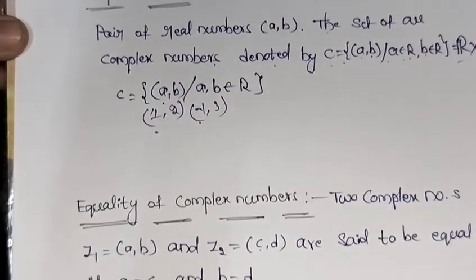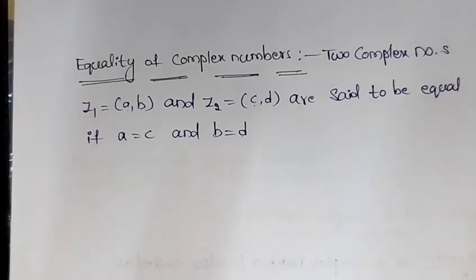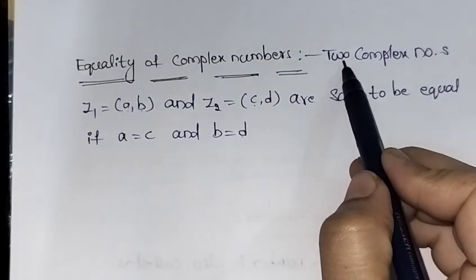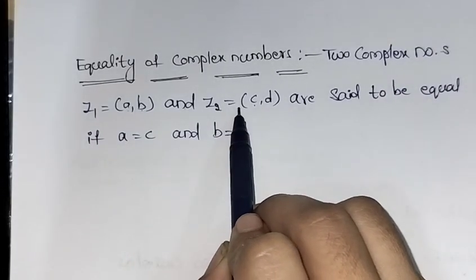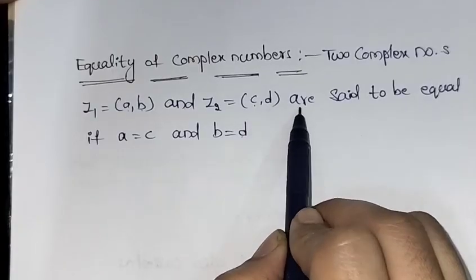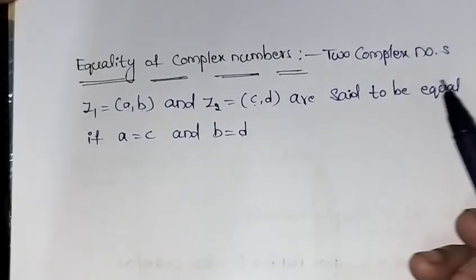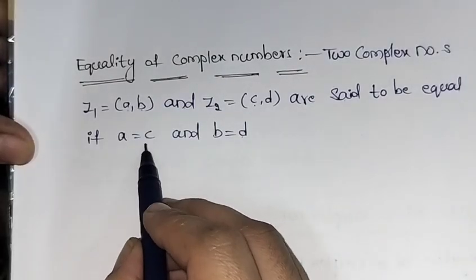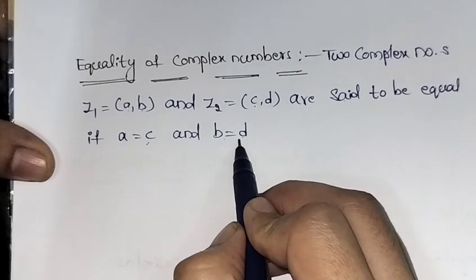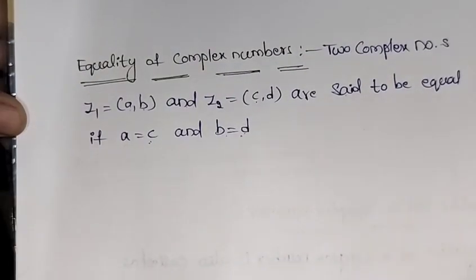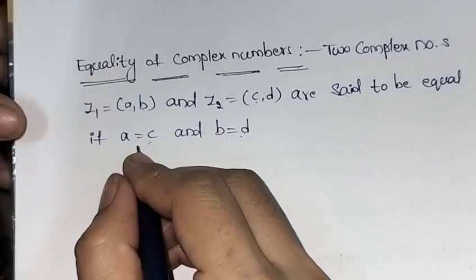Next definition is equality of complex numbers. Two complex numbers z1 is equal to a comma b and z2 is equal to the ordered pair c comma d are said to be equal if a is equal to c and b is equal to d. A equal to c means corresponding real parts, b equal to d means corresponding imaginary parts. This is in the form of ordered pairs. You can see it in a plus ib form.